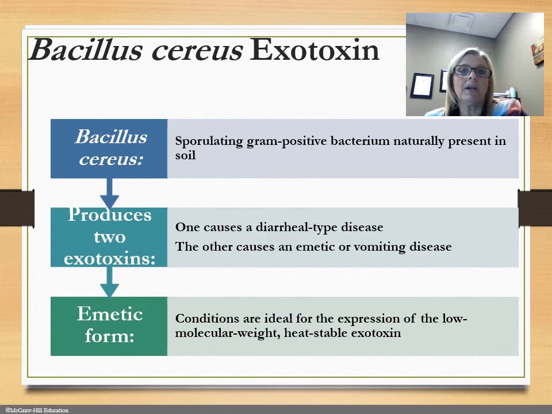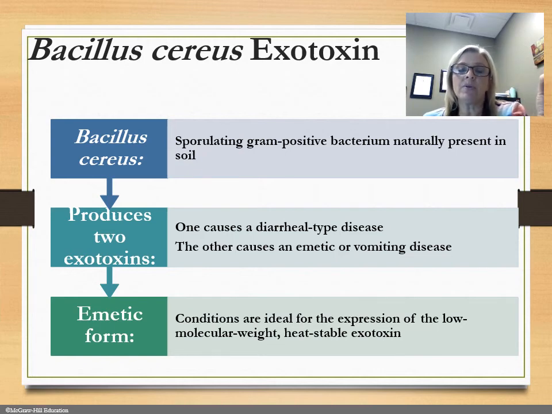Bacillus cereus is going to be a gram-positive bacteria that is found normally in the soil. So it can be picked up by vegetables and other products in close contact with the soil, and it produces two exotoxins. One can cause a diarrheal type disease, and the other is emetic, or a vomiting type disease. The emetic form is often linked to things like fried rice that has been cooked and kept warm for a long period of time, and that provides the conditions that are ideal for the heat-stable exotoxin there.